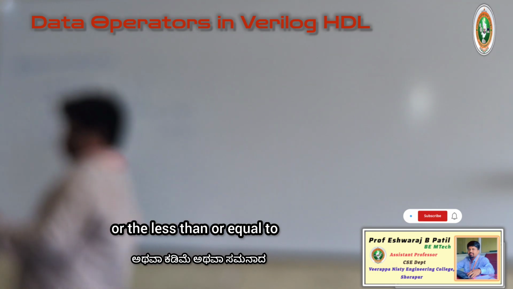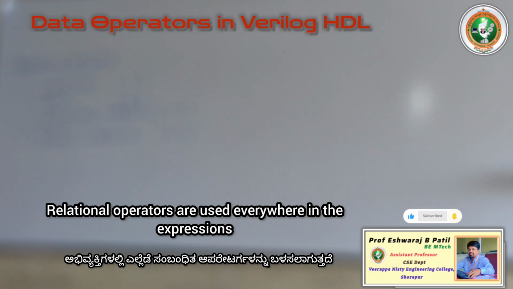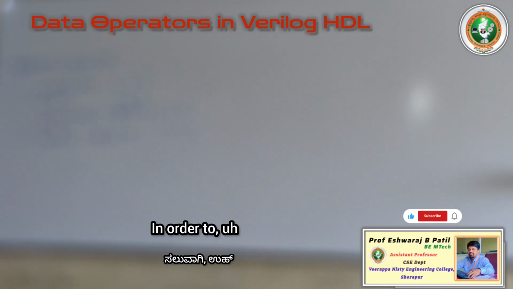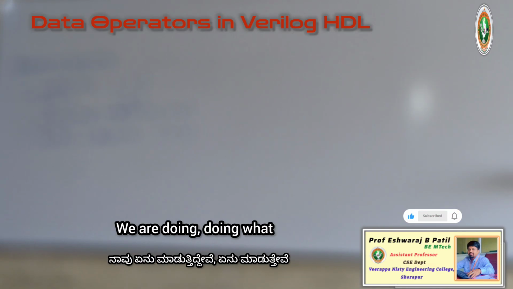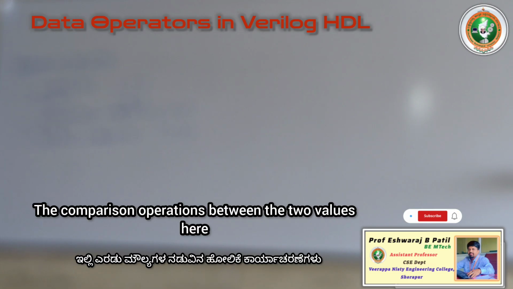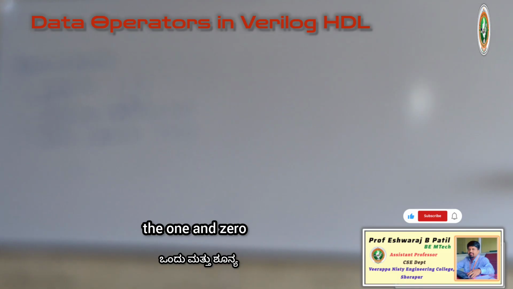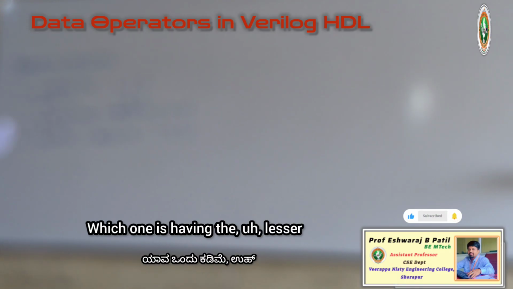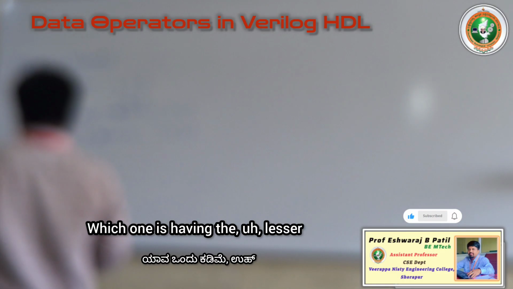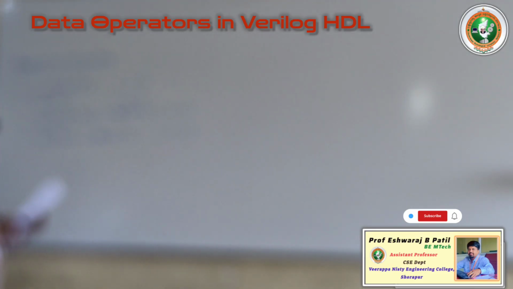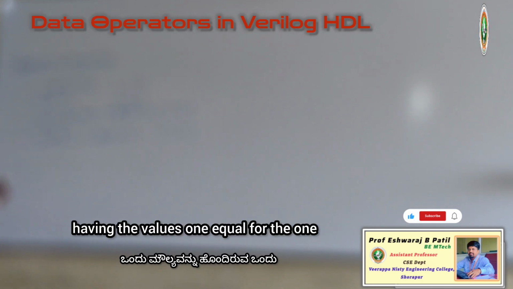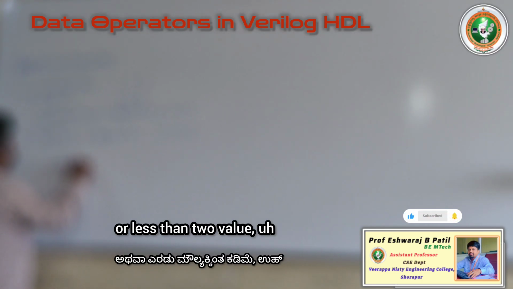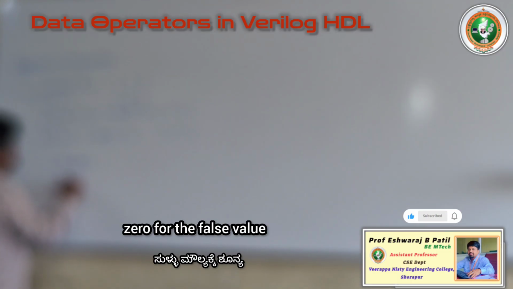Relational operators are very important in expressions, used to do the comparison, whether it is greater than or equal to. We are doing comparison operations between two values, for example between 1 and 0. Which one is the higher value? Which one has the lesser value? Relational operators usually give the value 1 for true and 0 for false.